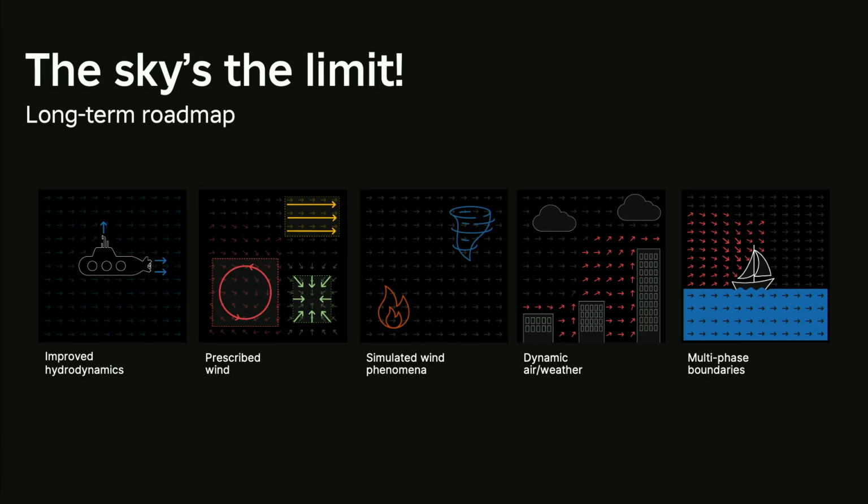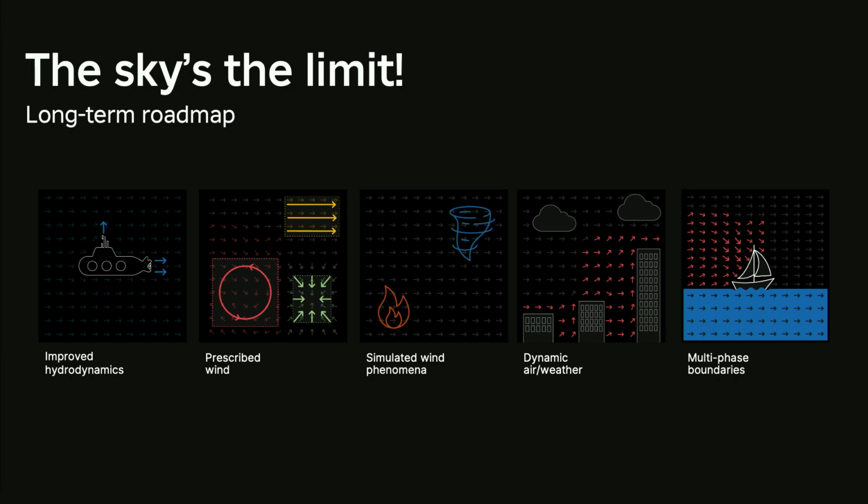After that, we're hoping to get to prescribed wind. So this is where, like today, we give you global wind, which is a bulk property. But with prescribed wind, we wanted to give you localized properties to help you get more prescribed about your wind. The third thing we want to do is simulated wind phenomena. So this is for local things that we think we can do performantly, like fire or tornadoes. We can actually bring in local simulation to be part of the party here.